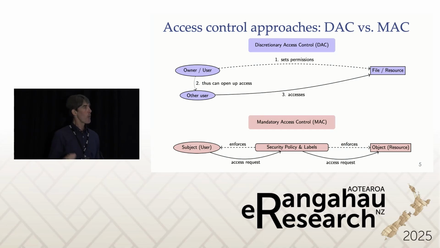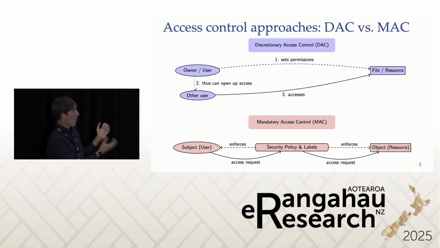It's very typical for most systems to have the top picture in blue, which is discretionary access control, where owners of resources get to set the permissions on the resources that they create. And then that means other users, step 2, you can open up access to other people to access your data.